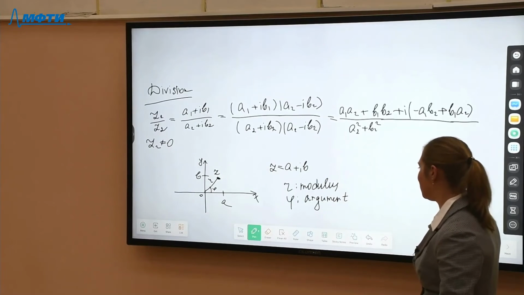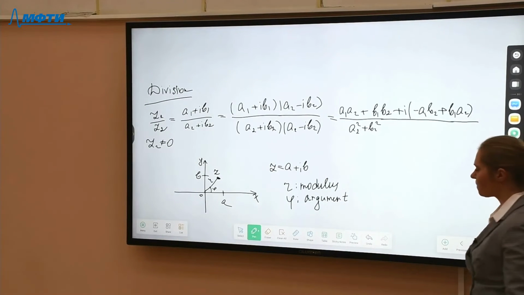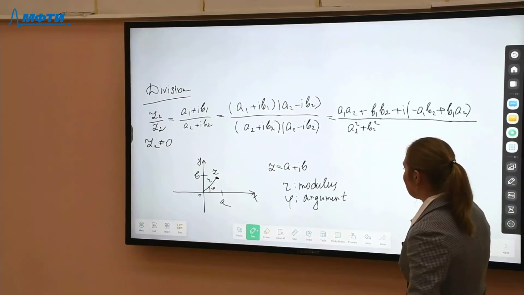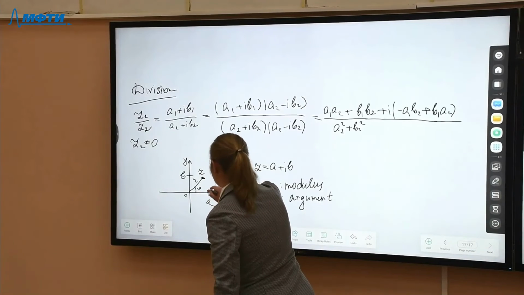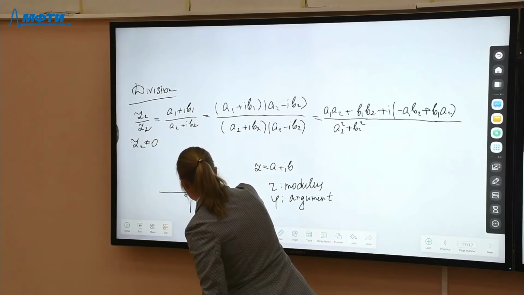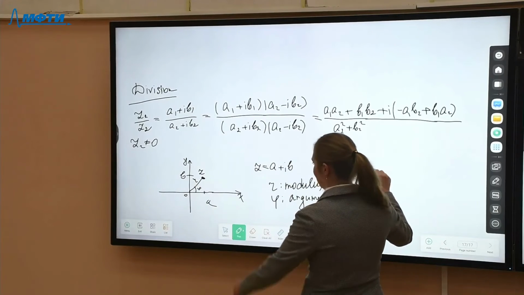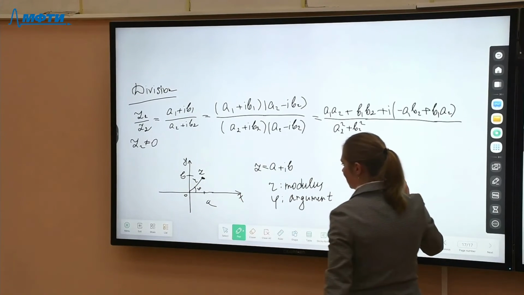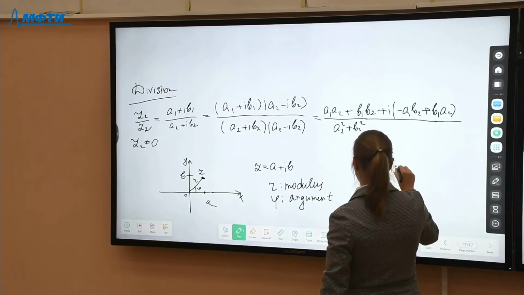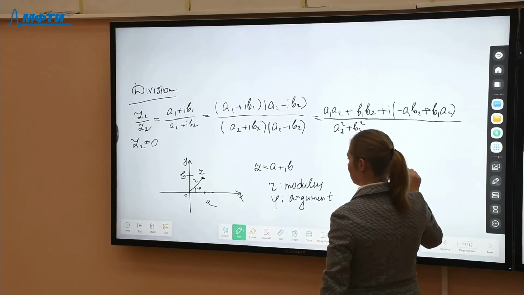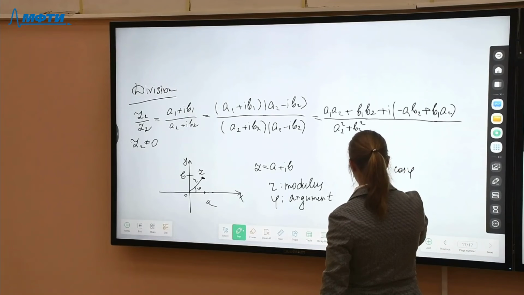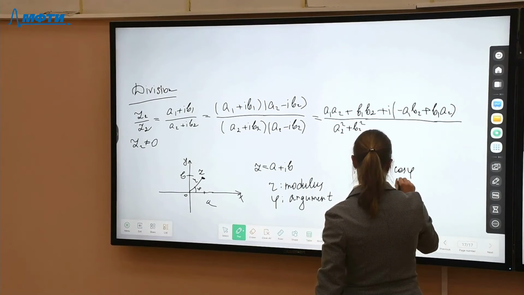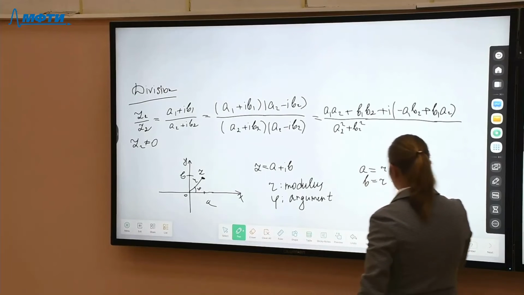We consider arguments from 0 to 2 pi. We can write down that this A is R times cosine phi, and B is R times sine phi, right? So what can we notice?